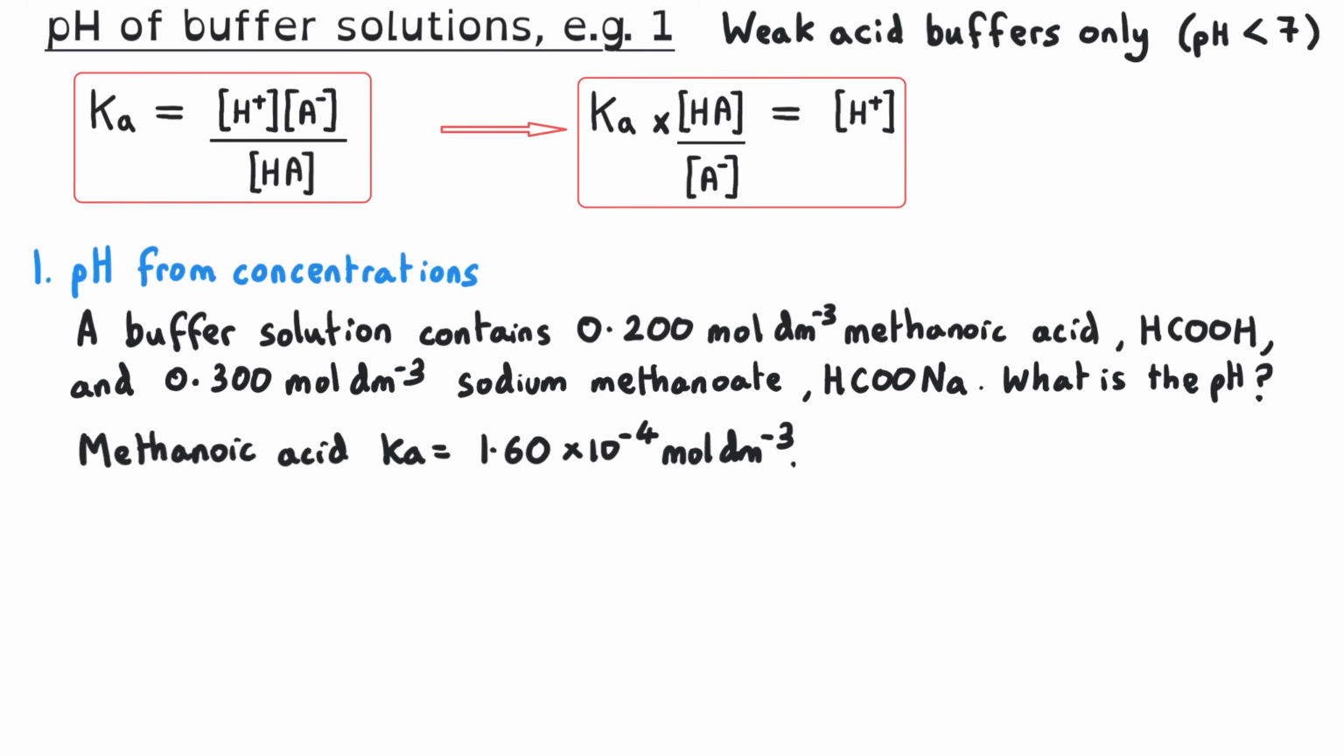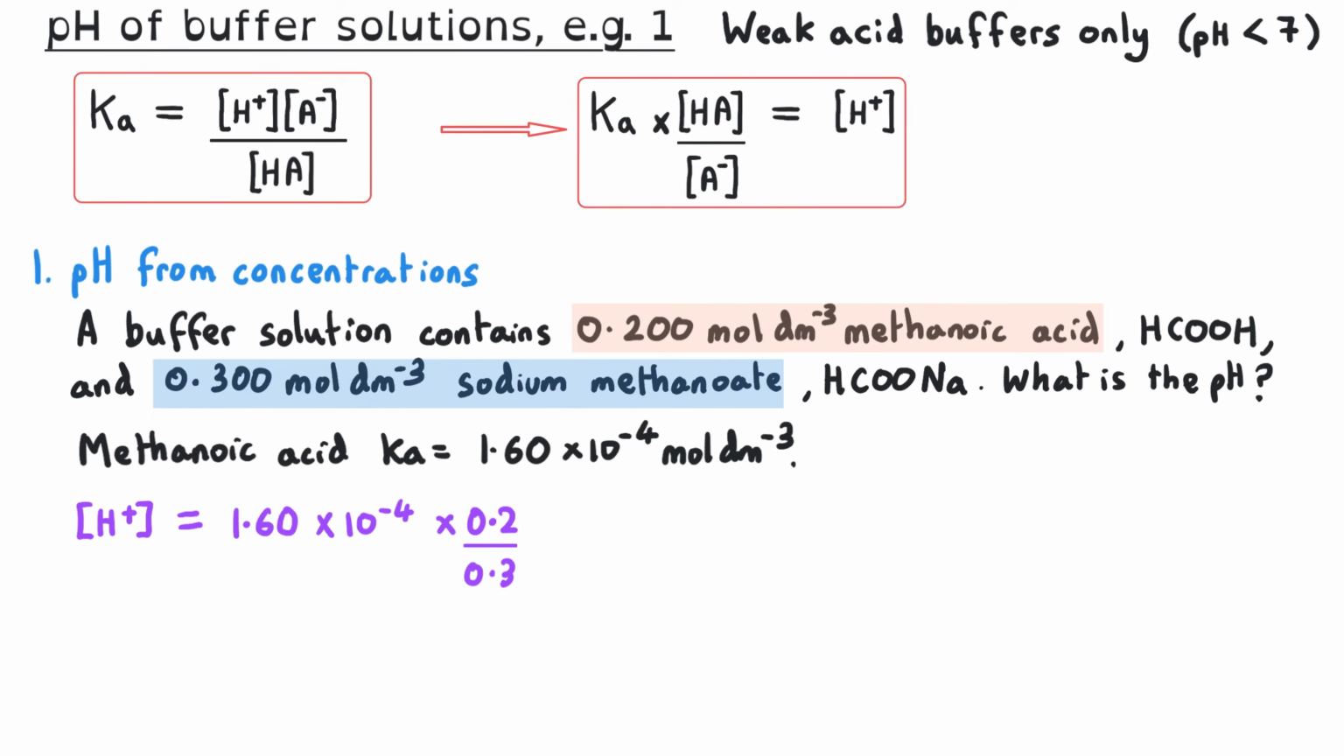The easiest example of a buffer pH calculation is when they give you the concentrations of the two crucial ingredients for the buffer along with the Ka. And so a question might say, a buffer solution contains 0.2 moles per decimeter cube concentration of methanoic acid and 0.3 moles per decimeter cube concentration of sodium methanoate, which is the salt, and they ask you what is the pH, and they give you the Ka for the weak acid. And so we have to use the rearranged Ka expression that I've got at the top of the screen, and then we substitute the numbers in, and we get H plus equals the Ka, 1.6 times 10 to the minus 4, multiplied by the HA concentration, 0.2, divided by the salt concentration, 0.3. And remember, we're showing that as a ratio because that is the crucial component.